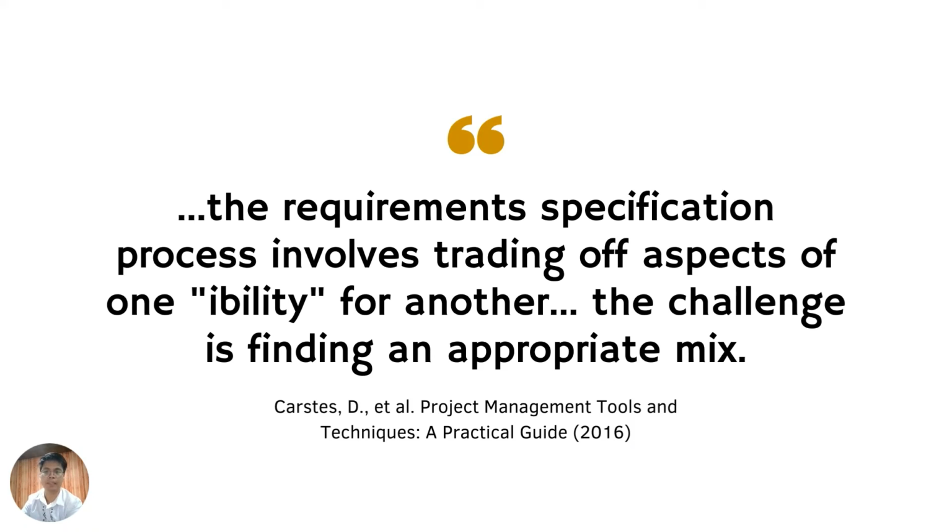We should recognize that the requirement specification process generally involves trading off aspects of one ability for another. Seldom is the goal to maximize all of these. The challenge is finding the appropriate mix. Improper choices made at this point will follow the project through its life cycle. An obsolete, non-functioning, or hard-to-use project deliverable item decreases its ultimate value.